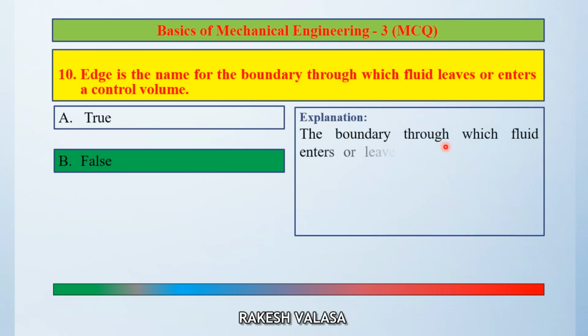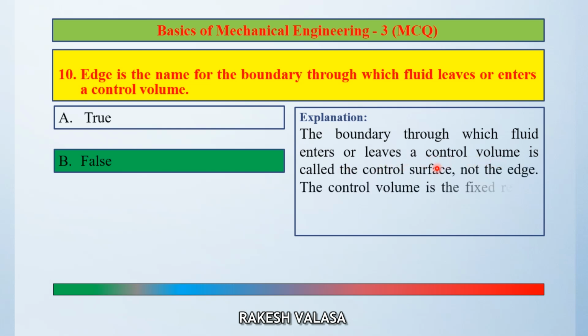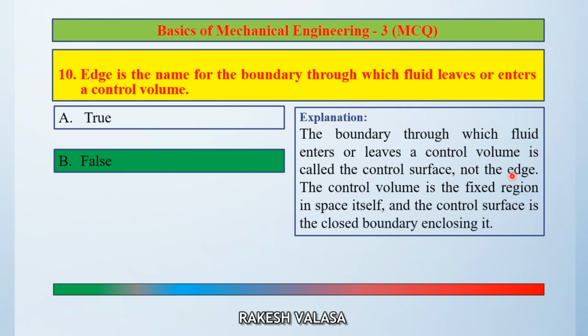The boundary through which fluid enters or leaves a control volume is called the control surface, not the edge. The control volume is a fixed region in space itself, and the control surface is the closed boundary enclosing it. So the correct answer is option B, false.